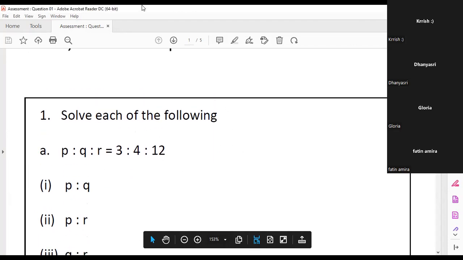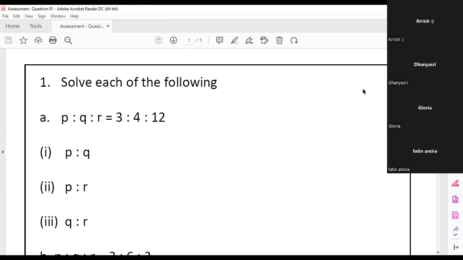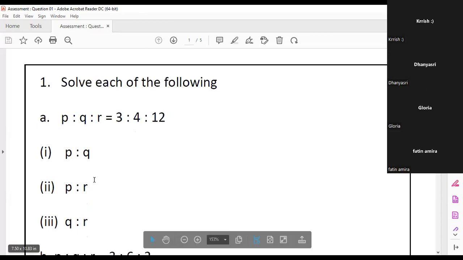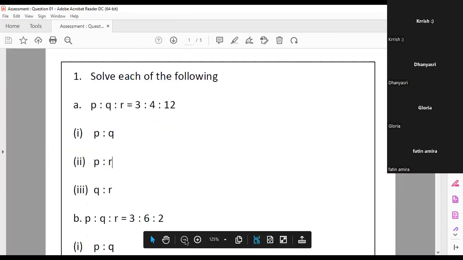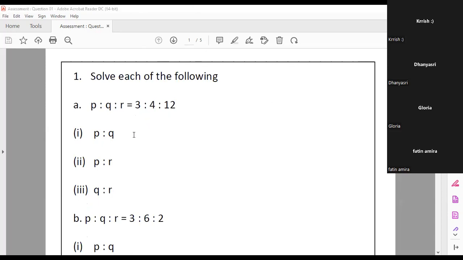So we just solved it earlier. I'm going to have a quick go through here. Where is the pen? Hold on, yeah, found the pen. So the ratio of P to Q is going to be 3 to 4. We can't simplify this. 3 to 4 cannot be simplified further.